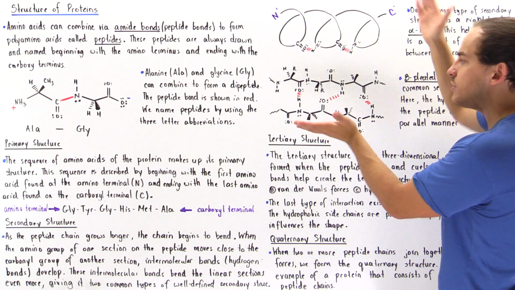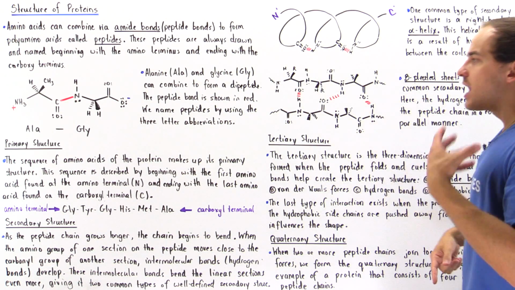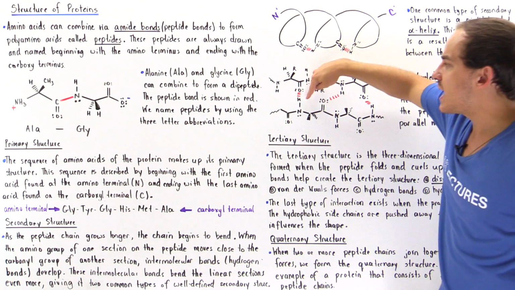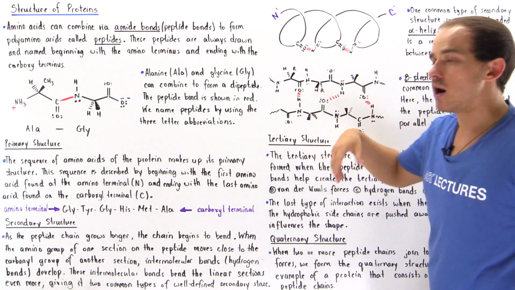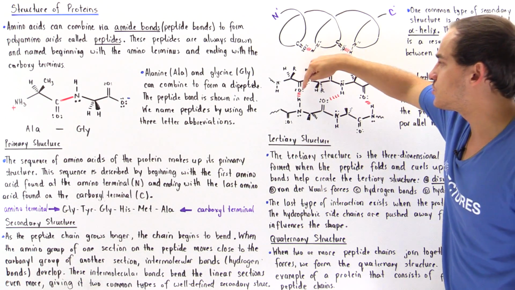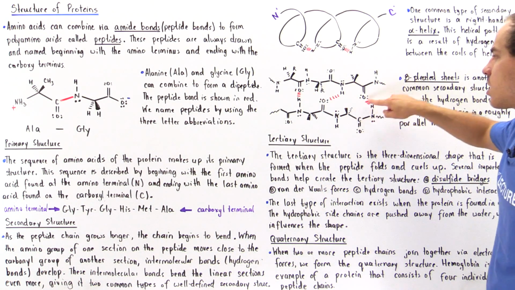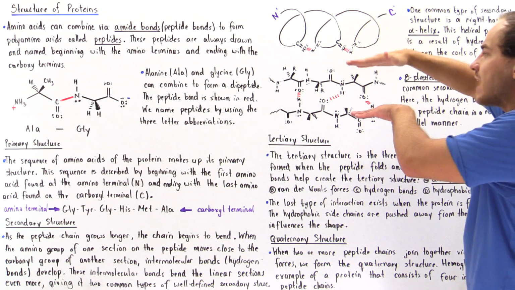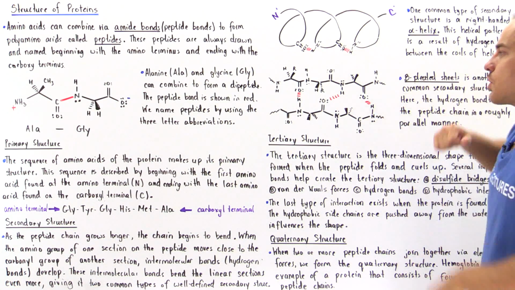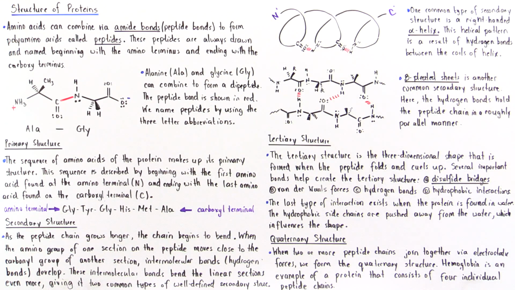one another. When they stack, we form hydrogen bonds between the H atom on the amino group of one amino acid and the oxygen on the carbonyl group on a different amino acid. And these are our hydrogen bonds that hold this secondary structure together, the beta pleated sheets.